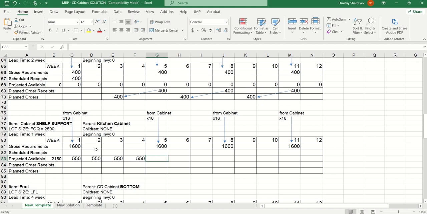Not enough for week number 5, agree? Cool. So it means that I have to buy standard lot size 2,500, and we discussed that, right? Why 2,500? Because these things are really teeny tiny, small, right? So if I order something like what's missing, right? So here I have 550 and I need 1,600. I will order my supplier the difference 1,050.